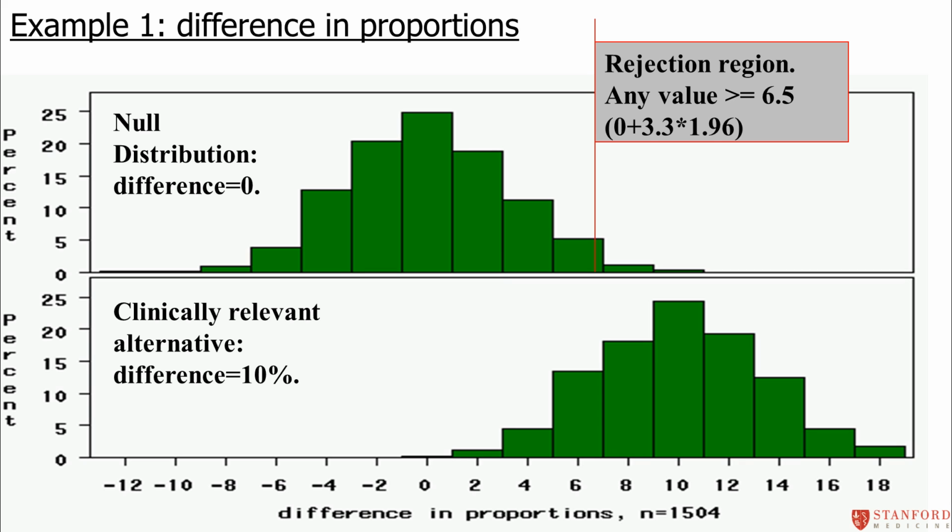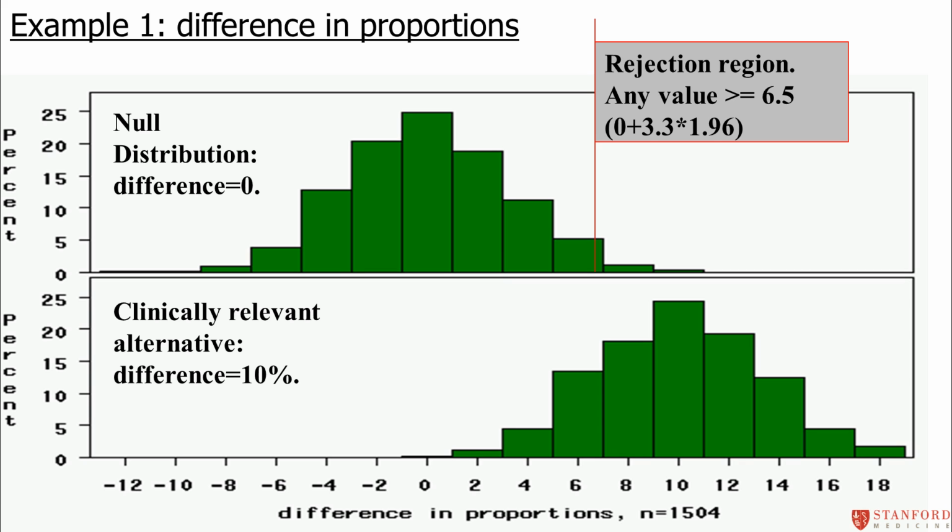How do we decide whether or not we're going to end up with a statistically significant p-value? Well, in order to get a significant p-value, we have to be in the tail of the null distribution. We have to be above a certain value based on the null distribution. That value is about 2 standard errors above 0. In this particular example, let's say the standard error is 3.3%.